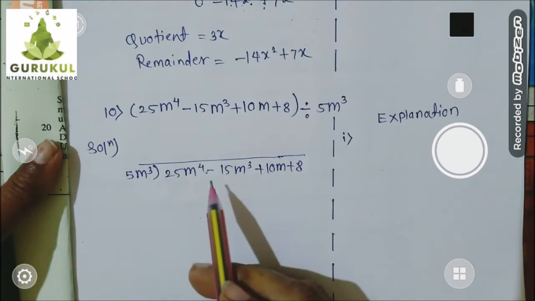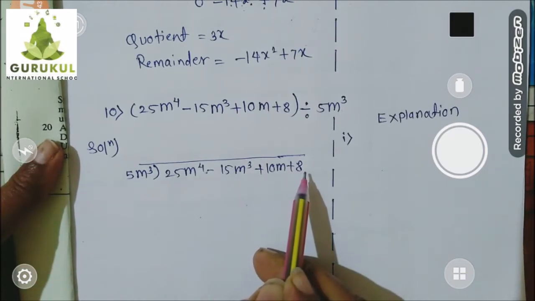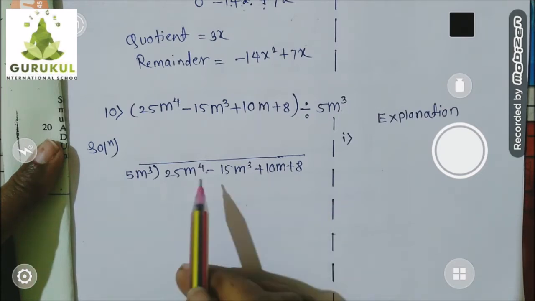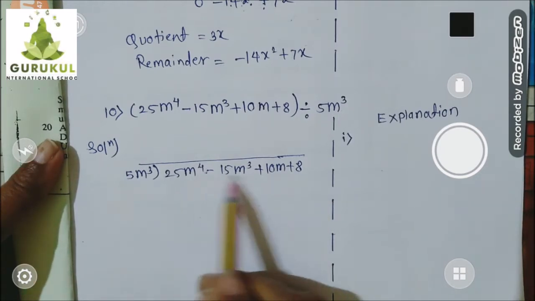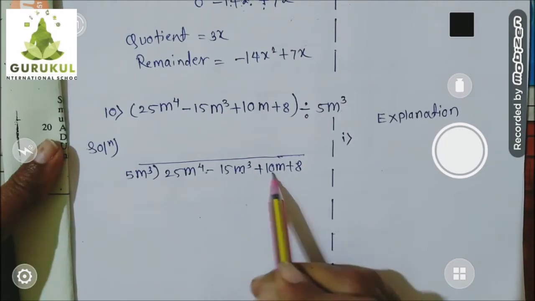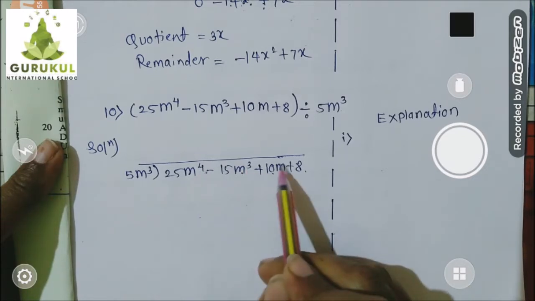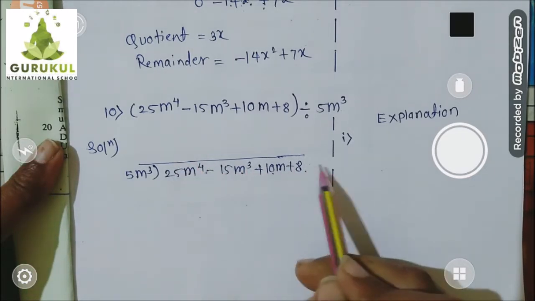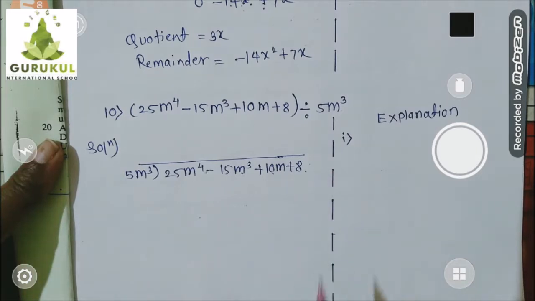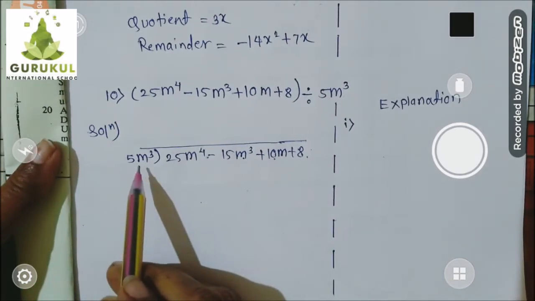Okay, children, step 1: check whether this is in descending order of power or not. If it is not arranged, then you have to arrange it. But it is already arranged: m raised to 4 first, m raised to 3, m raised to 1, and no variable means m raised to 0. So 4, 3, 1 and 0. They are already in descending order of power, so no need to arrange again. And here there is no question of arranging the divisor because it's a monomial.